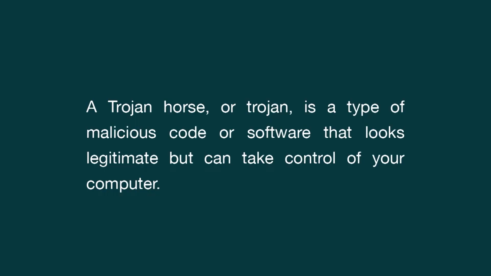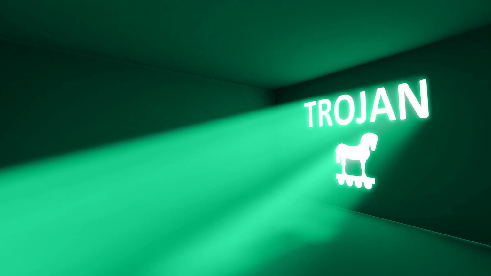We have studied the concept of the Trojan horse in our previous classes. In this session, we are going to study it in detail. A Trojan horse or Trojan is a type of malicious code or software that looks legitimate but can take control of your computer. A Trojan is designed to damage, disrupt, steal, or in general inflict some other harmful action on your data or network. Unlike viruses, Trojan horses do not replicate themselves, but they can be just as destructive.